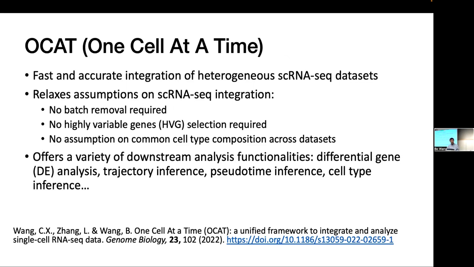The key feature of the OCAT algorithm is that it has very relaxed assumptions for single cell RNA-seq integration. We don't need specific gene pre-selection. We don't need specific batch removal beforehand. And there's no assumption of common cell types. That is actually a strong assumption shared by many existing approaches, because they always assume the two data sets you integrate have exactly the same population, the same cell types. But in our approach, we don't have such strong assumptions.